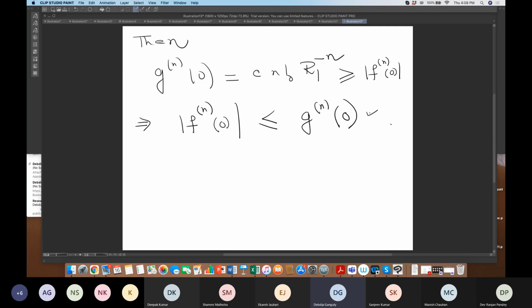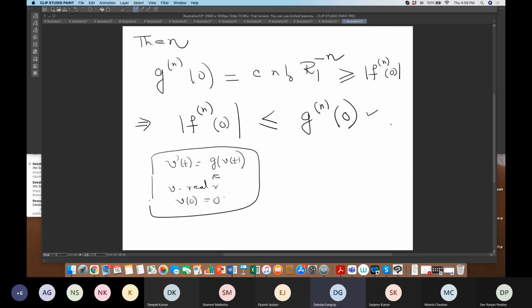Now what do I have to find? I have to find the function v, because g has to satisfy, if you remember, v prime t is equal to g of vt. G is real analytic, the way I have defined it. Then I have to find v, which is real analytic as well, and v0 is 0. I have to find v now. Now what to do? Does anyone know?